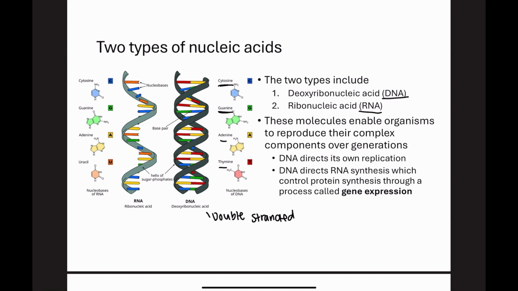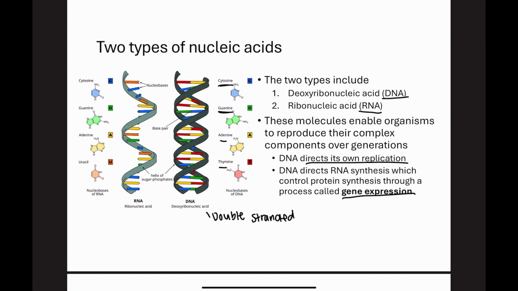The function of DNA is to store genetic information that is passed from one generation to another, and it's actually going to direct its own replication, and it's going to indirectly modulate the synthesis of protein through RNA. This process is called gene expression. DNA is found in eukaryotic cells in the nucleus, and it's also found in prokaryotic cells, but it is found in the cytoplasm.